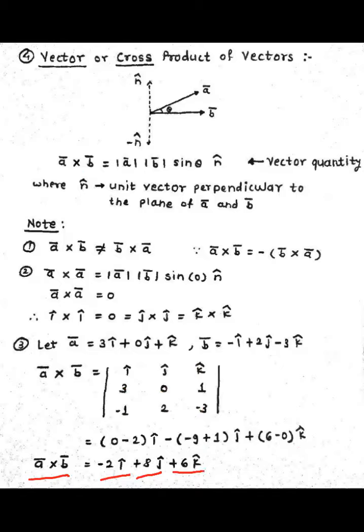So in this way, student, you can take the dot product and cross product. Now, these are the simple concepts of vector algebra.